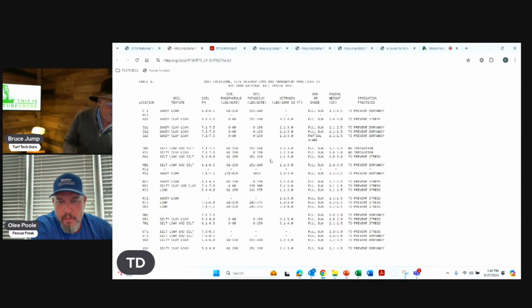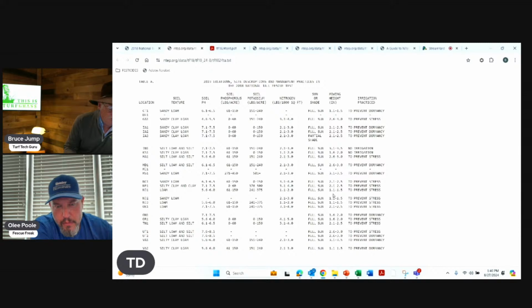So if we go to NJ2, they're on a sandy loam soil. Well, I just had to pick one. They didn't report the pH. Let's go to NJ1. That's at New Brunswick. It's a loam soil, pH is 5.6 to 6, so it's on the acidic side, right? Here's your phosphorus test, 61 to 150 pounds. Potassium, 241 to 375 pounds. Watch the pounds per acre versus parts per million there. Nitrogen, how many pounds per square foot did they put on? 1.1 to 2. It's full sun.